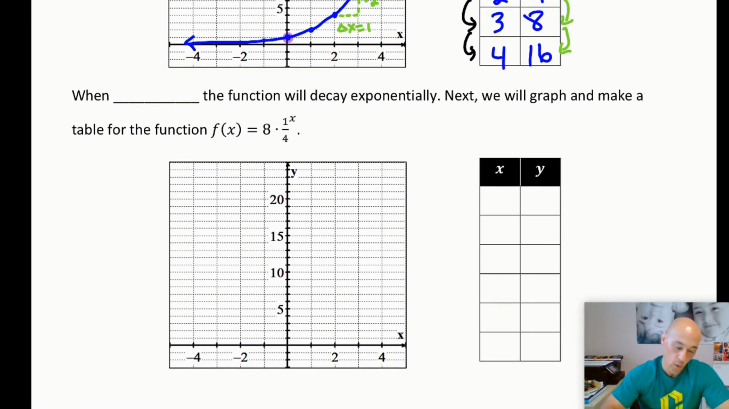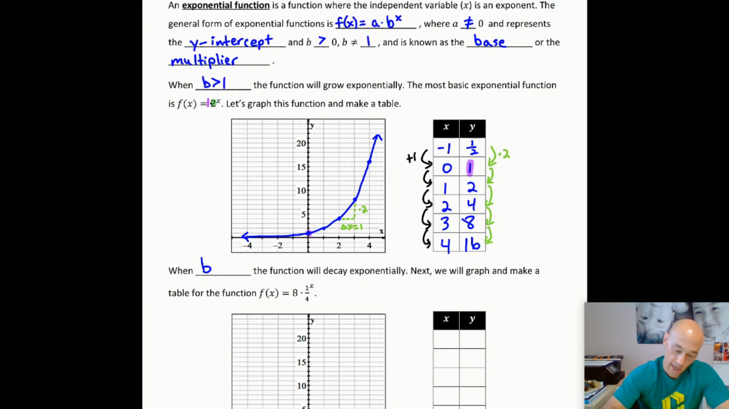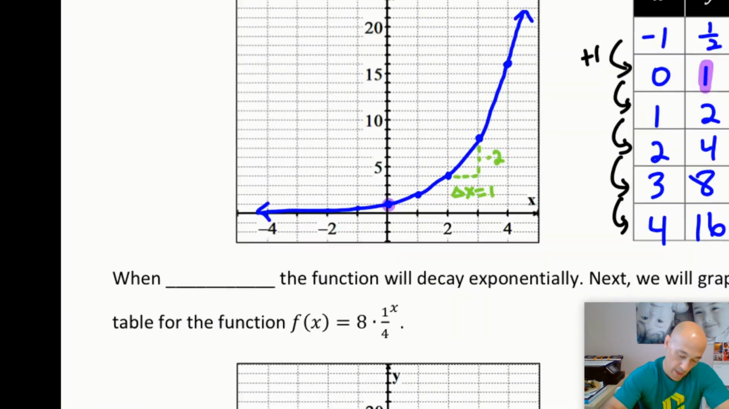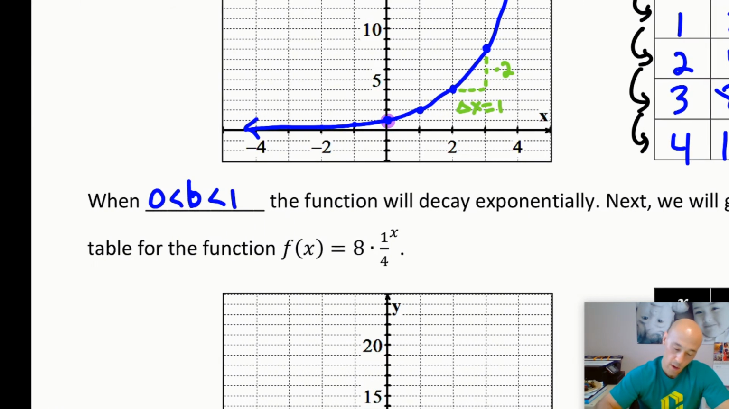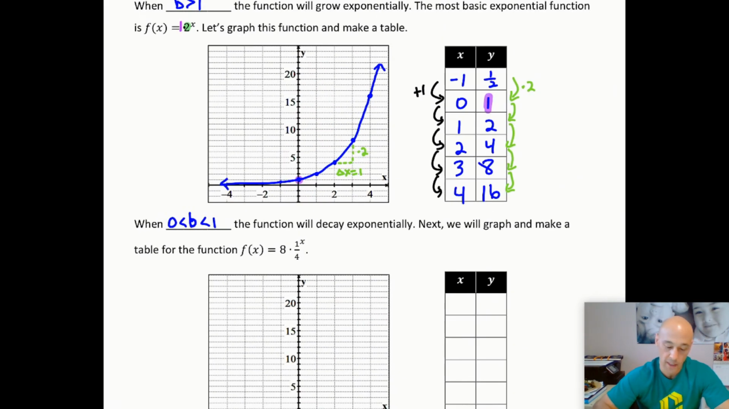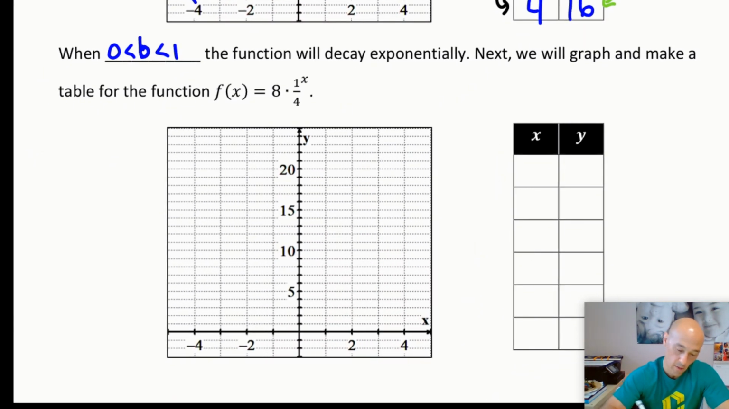In this situation, the function will decay exponentially. Well, we saw above that b had to be greater than 0. So in this case, b has to be between 0 and 1. When b is between 0 and 1, the function will decay exponentially. And so we're going to have a look at a situation like that now.